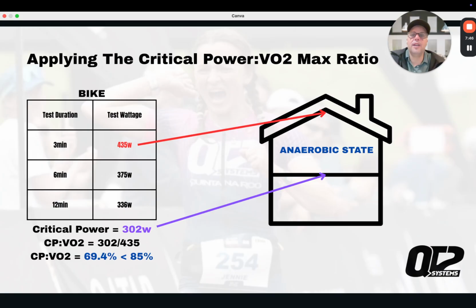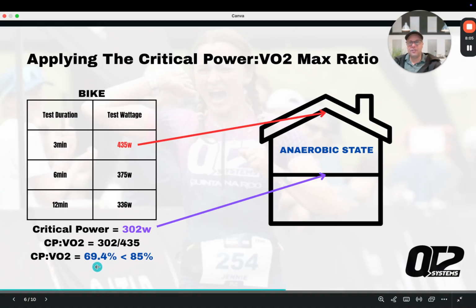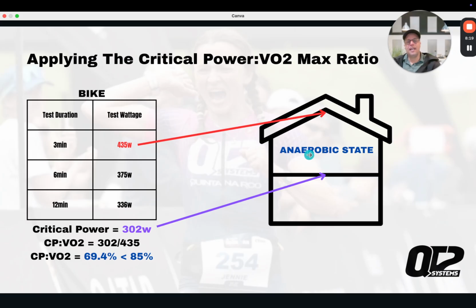So, how do we apply this? Okay, so essentially we have the bottom of the roof of our house at 435 watts, okay, in our athletic architecture. We have the ceiling of the house at 302 watts, and that gives us a ratio of 69.4%, okay? And that 69.4 being less than 85% means our attic space is a little bit too big, okay? And so we are in an anaerobic state on the bike.